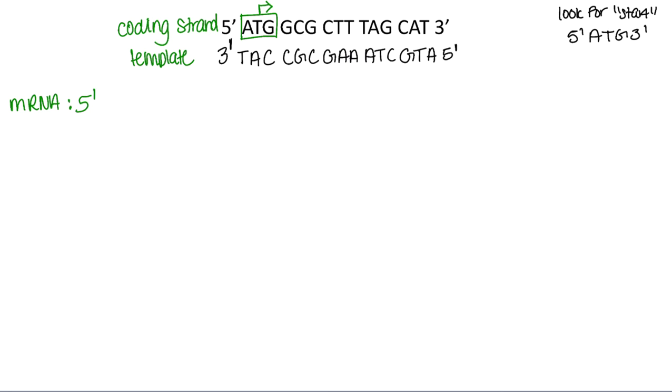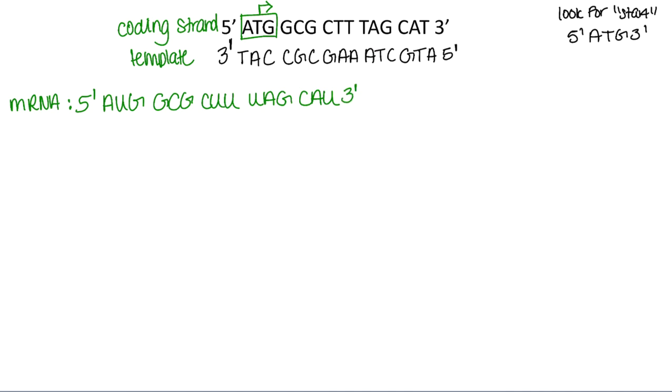So we're going to start with a 5', since this is a 3' end. This TAC, when RNA polymerase reads this, it's going to put an AUG. For the next triplet here, we have CGC, so we'll have GCG. The next triplet will have CUU. The next one will have UAG. And last but not least, we'll have CAU. Because this is a 5' end, we will end with a 3' end.